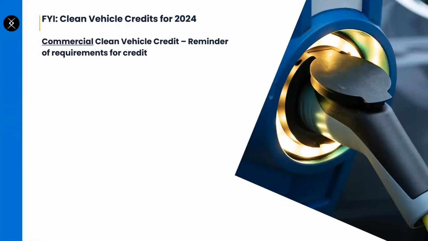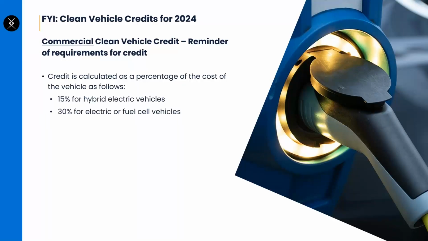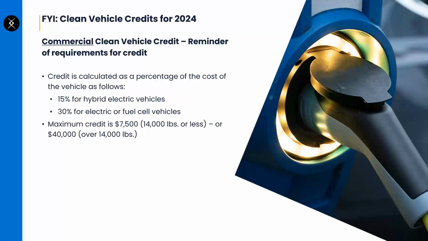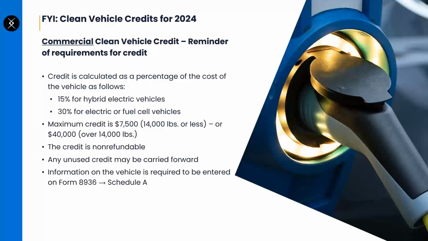We have the clean vehicle credit for 2024. For the commercial clean vehicle credit, the remainder of the requirements include that the credit is calculated as a percentage of the cost of the vehicle. The maximum credit is about $7,500 for vehicles under 14,000 pounds, or $40,000 for over 14,000 pounds. The credit is non-refundable. Any unused credit may be carried forward. Information on the vehicle is required to be entered on Form 8936, which is on the Schedule A.